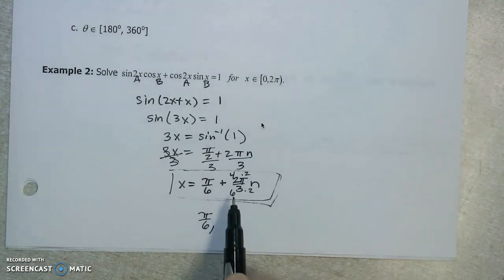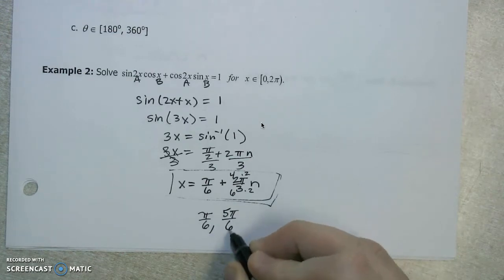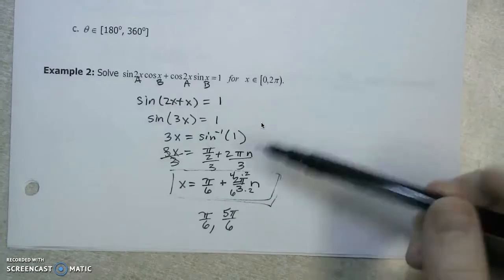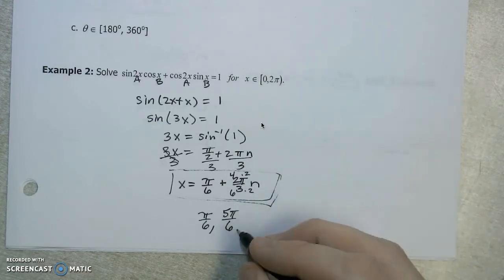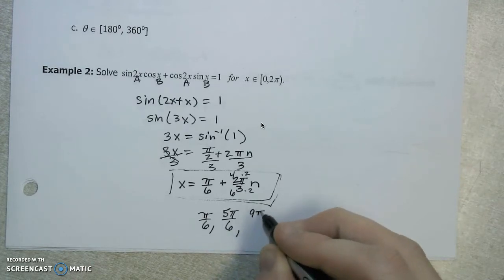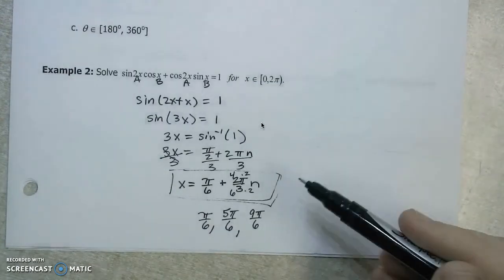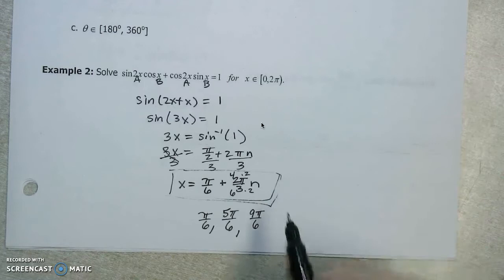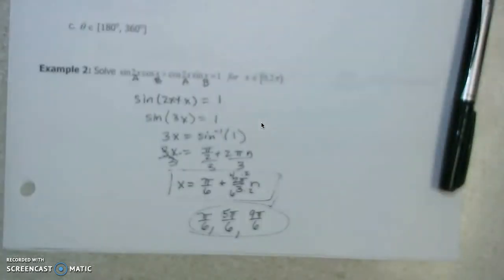What if I add 4 pi over 6? That would give me 5 pi over 6, which is between 0 and 2 pi. If I add 4 pi over 6 again, I get 9 pi over 6, and that is between 0 and 2 pi. If I add 4 pi over 6 again, I get 13 pi over 6, and now that's too big because I can only go up to 12 pi over 6, which would reduce down to 2 pi. So those are my only answers, and those are the solutions.